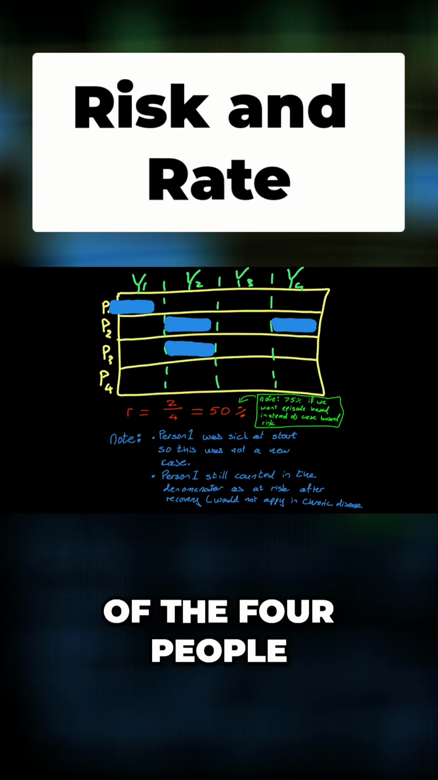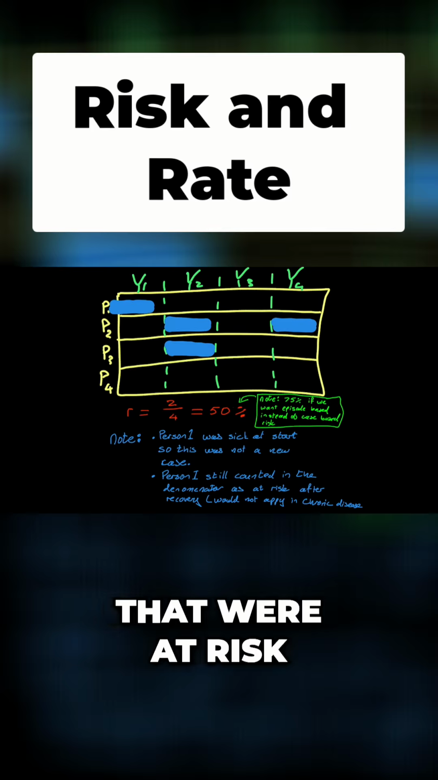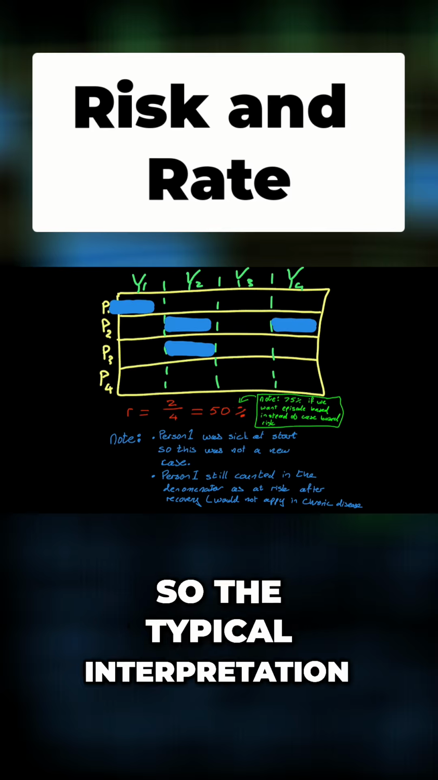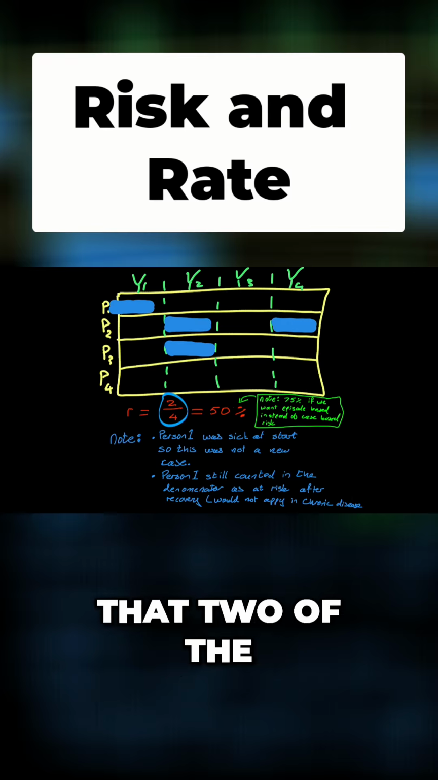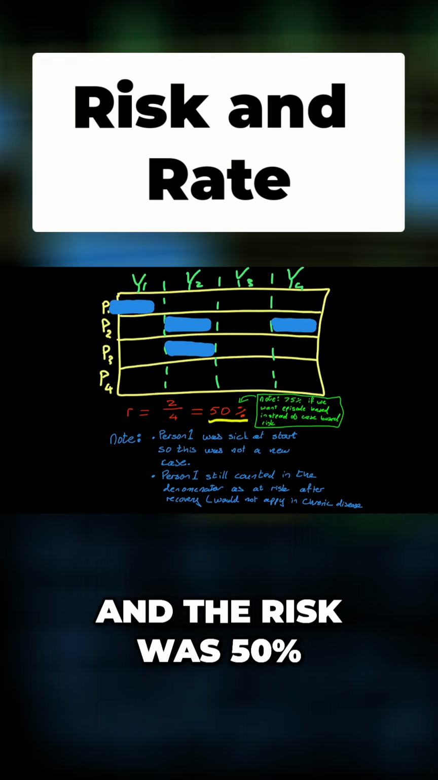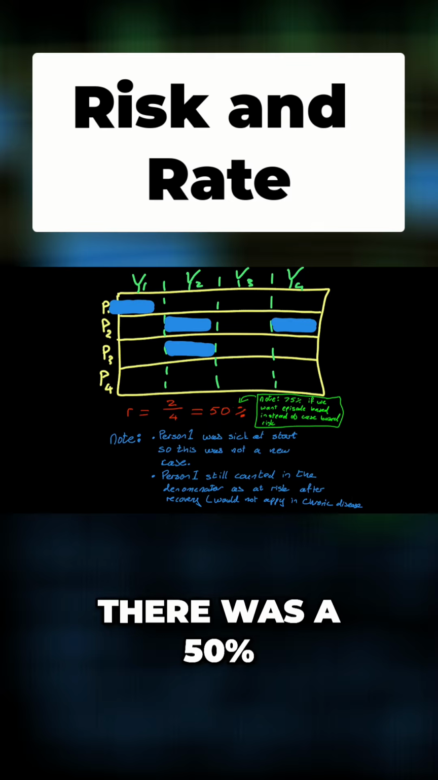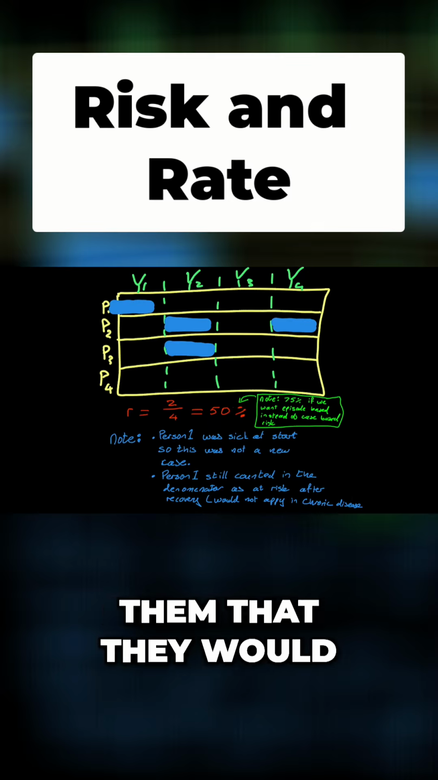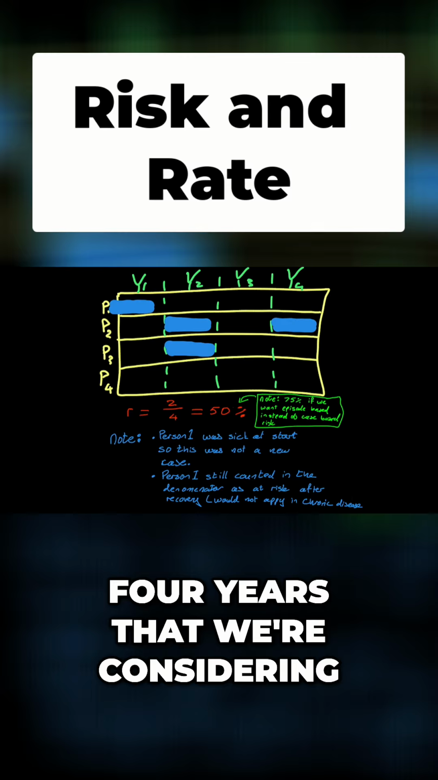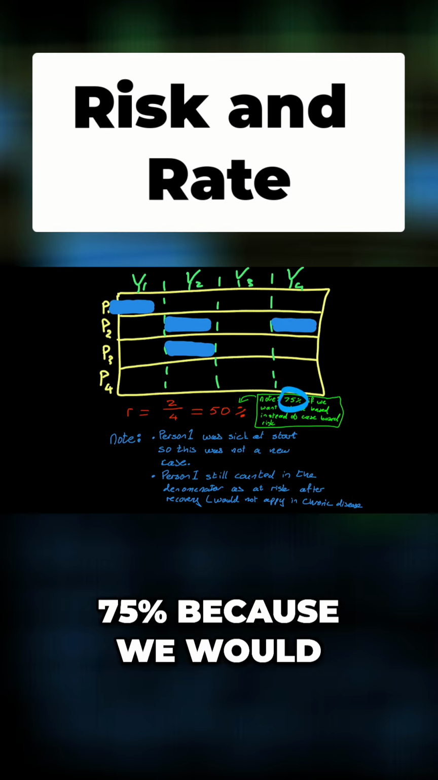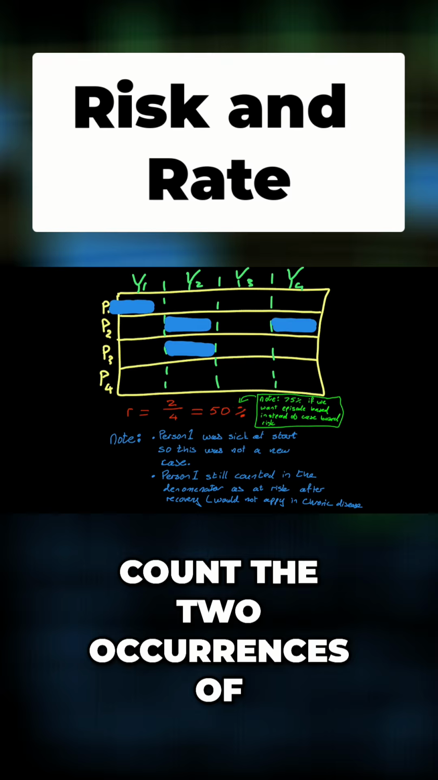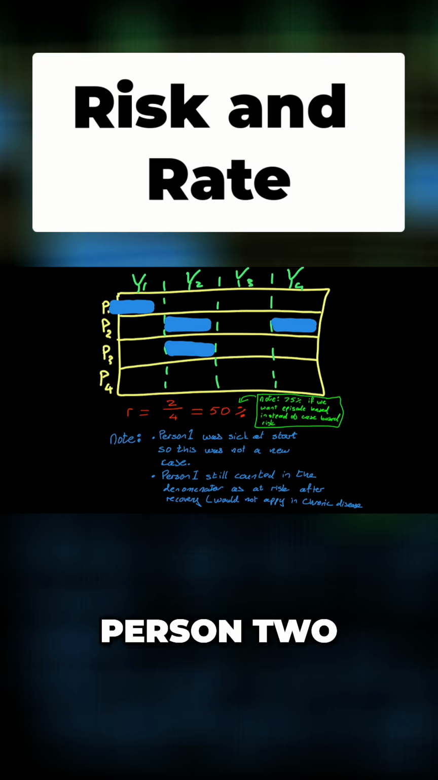So how would we interpret this diagram as it is at the moment? Well, of the 4 people that were at risk, 2 of them got sick. So the typical interpretation of this diagram with respect to risk is that 2 of the 4 people got sick and the risk was 50%. In other words, of those 4 people, there was a 50% chance for each of them that they would get sick in the 4 years that we're considering. Now, if we were talking about incidence-based risk, we would say 75% because we would count the 2 occurrences of the disease in person 2.